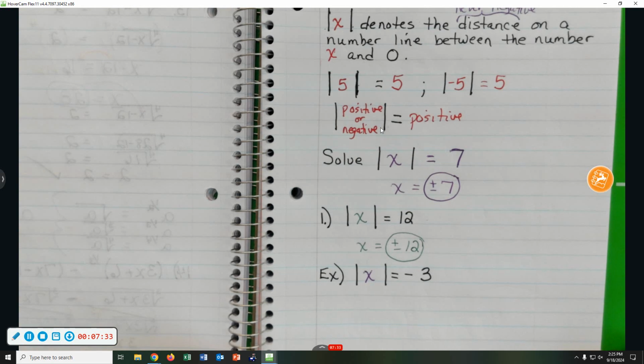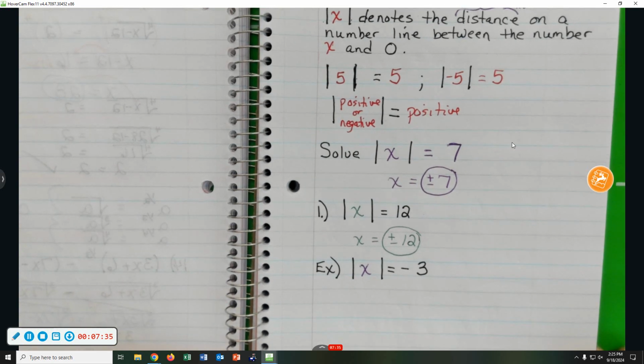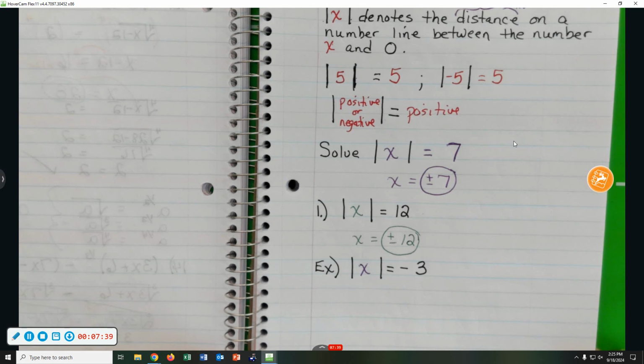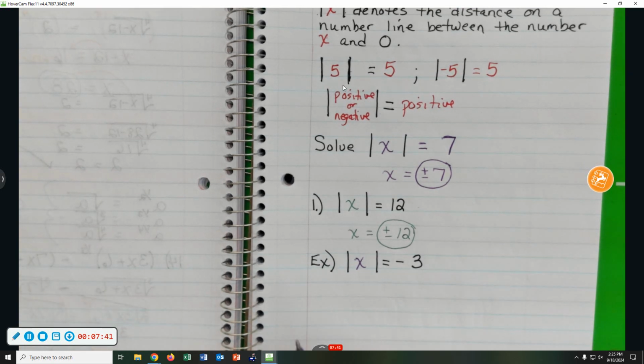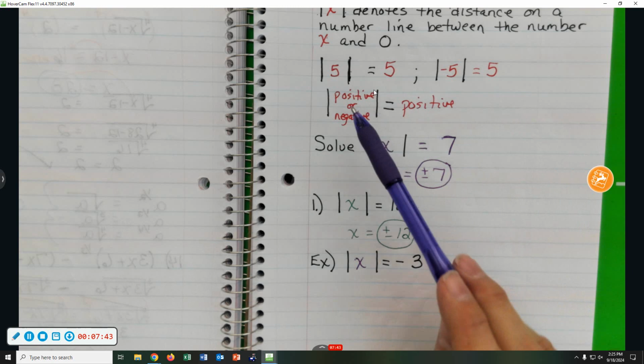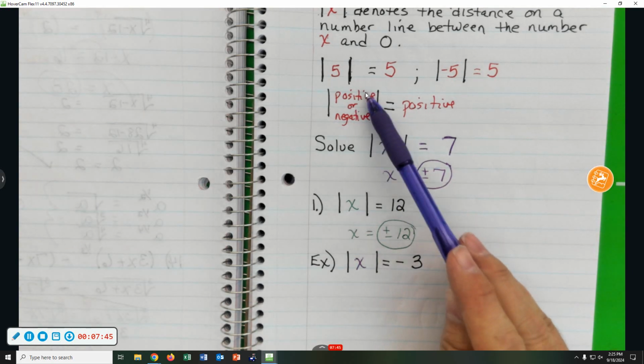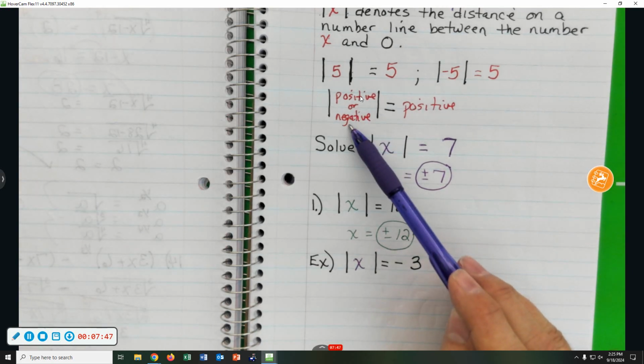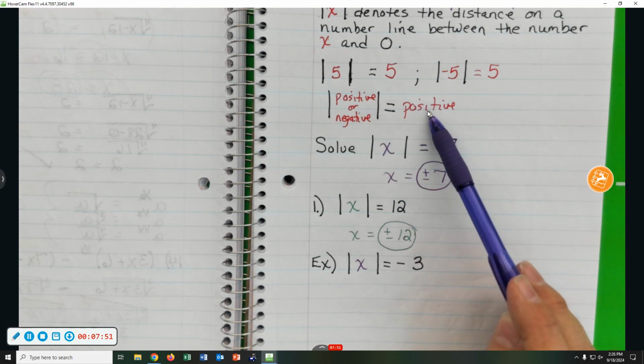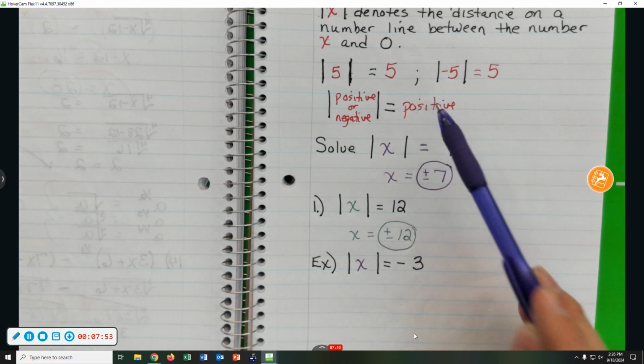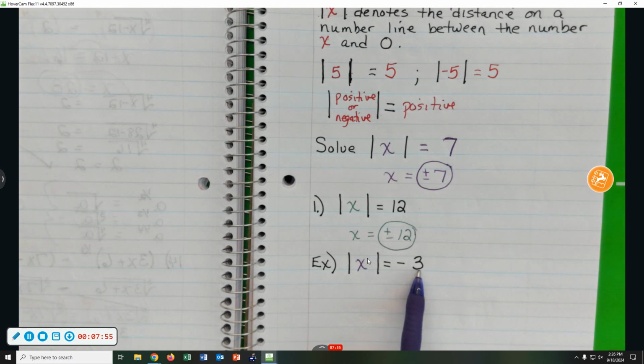Suppose the instructions say solve if possible. Why am I saying that? Well, remember, regardless of whether the number inside those absolute value bars is positive or negative, when you take that absolute value, what sort of answer are you going to get? Positive.